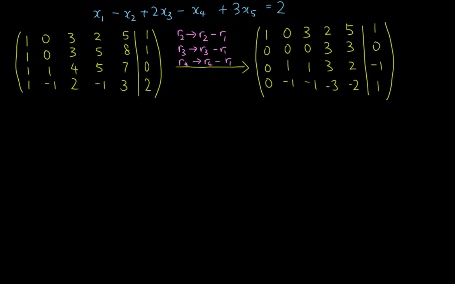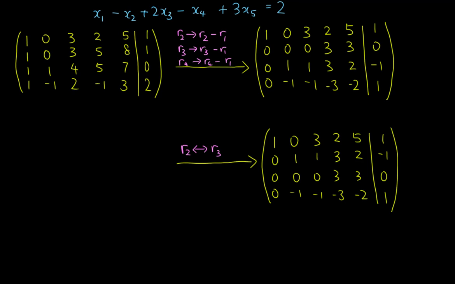So what we should do is to move either the third row or the fourth row to the second row. And we prefer to move the third row because the leading entry of the third row is 1, but the leading entry of the fourth row is -1. So we swap row 2 and row 3 and get the following augmented matrix.